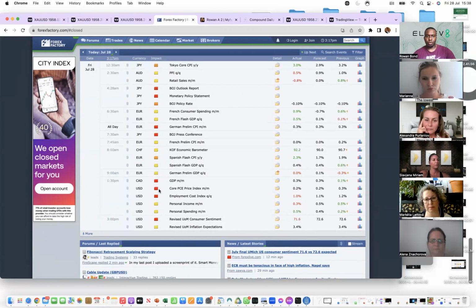So for the US dollar, there was news at 1:30 and 3 p.m. UK today. And the folders that matter the most are the ones that are red or orange folders.